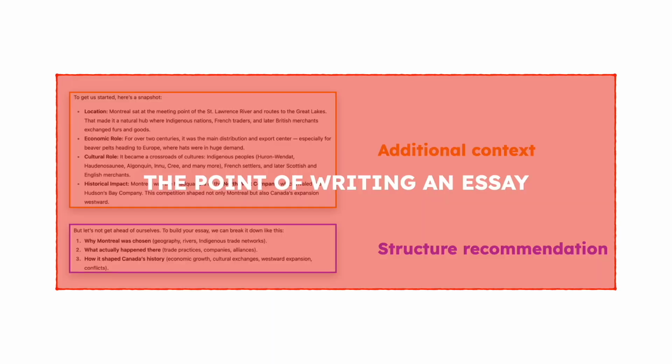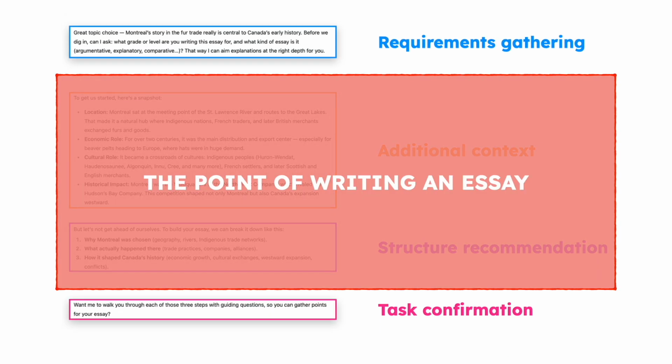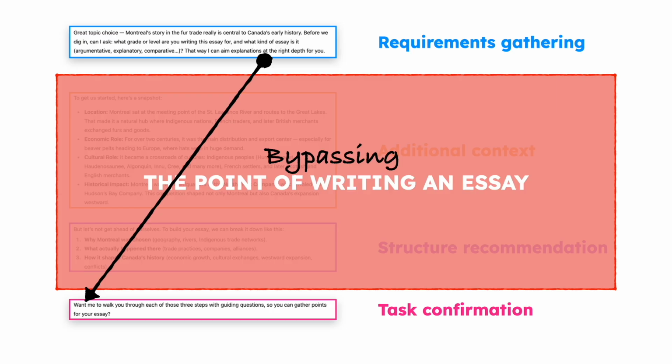And when the AI off the bat gives both context and a structured recommendation, why should we believe that the students are likely to learn these concepts when they aren't being told explicitly how important these concepts are? And actually, when the AI presents a requirements gathering and a task confirmation sandwiched around those two bits of information, it's quite literally bypassing the point of writing an essay because it's including the actions around the most important part of the essay as if those are some throwaway recommendation.